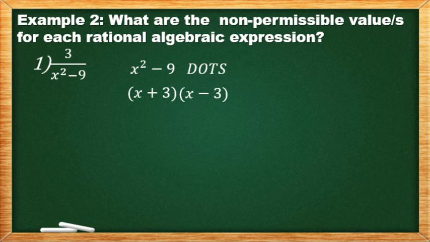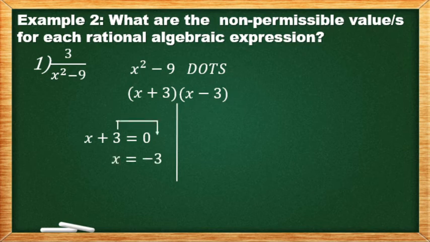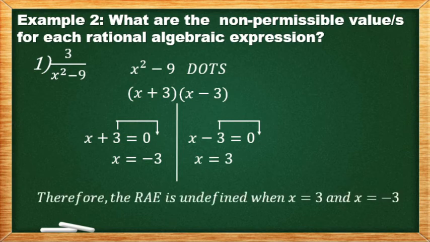So, equate lang natin sa 0 yung x plus 3 and x minus 3 nang magkahiwalay. So, meron tayong x plus 3 is equal to 0. Transpose 3. So, magiging x is equal to negative 3. Next one, x minus 3 is equal to 0. Transpose negative 3. Meron tayong x is equal to 3. So, therefore, the rational algebraic expression is undefined when x is equal to 3 and x is equal to negative 3.